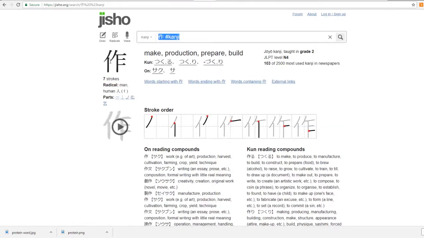Next one we're going to look at is make or production. This has a man and then whatever this is. Maybe it looks kind of like bamboo. There's probably a story in there, but I have a really hard time with the story for this one. I kind of just have to remember it. There are a few that are going to be like that, where I can't really think of a mnemonic, or the mnemonic never really helps me. I just had to practice the symbol a lot to remember it. The kunyomi for it is going to be tsukuro, and the onyomi is going to be saku.